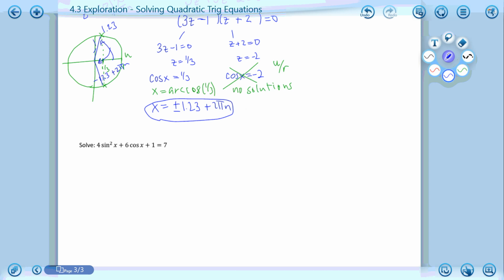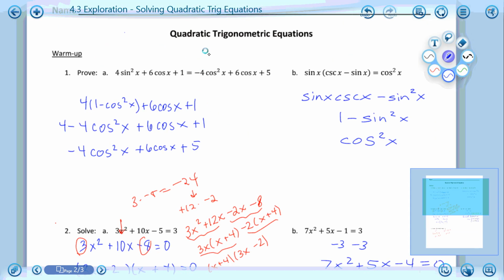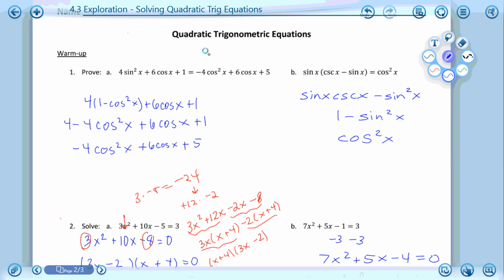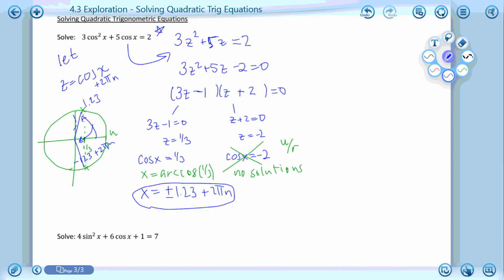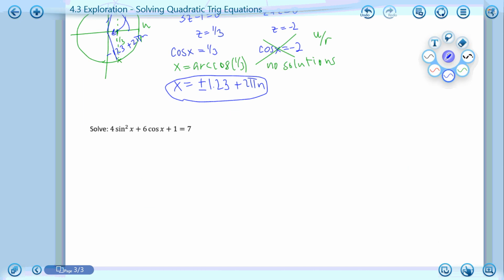So what I'm going to do is use something similar to what I had here on number 1A of the warm-up, right? I'm going to change using Pythagorean identities. I'm going to get this so that the equation isn't all in the form of sine or all in the form of cosine. It's much easier to change sine squared into cosine squared than it is to change cosine into sine. So I'm going to use a Pythagorean identity and replace sine squared with 1 minus cosine squared. Okay, and then the rest of it is still there.